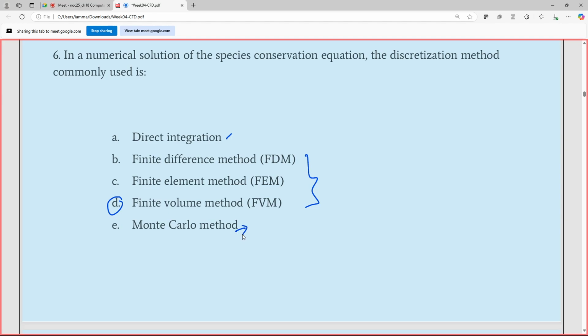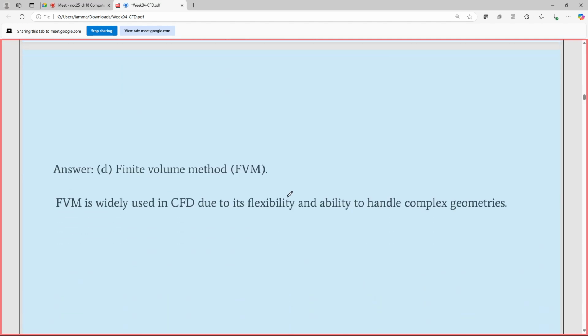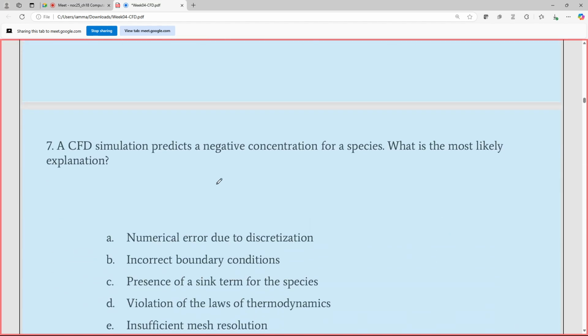something that is used for predicting probability of variation when the input parameters have a variation range, how much the output parameters can vary. Such a probability simulation method is called Monte Carlo method, which is not a discretization method at all. Our answer is option D, finite volume method. Moving on to next question.